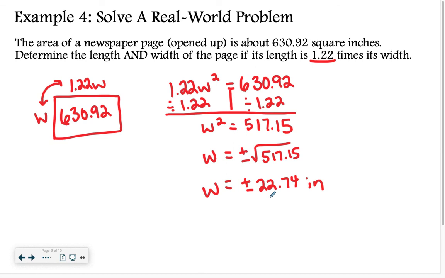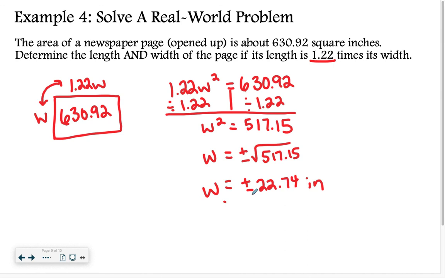But let's think about this answer. The width is a positive 22.74 inches. Does that answer make sense? Can the width be 22.74 inches? Yeah. So I know that answer could be correct. But I also know that a newspaper doesn't have two widths. It has a length and a width.